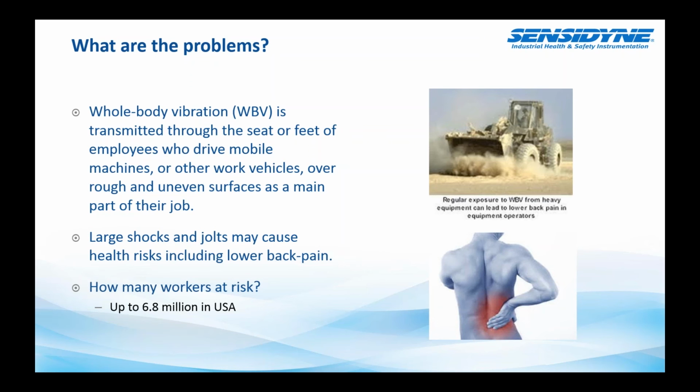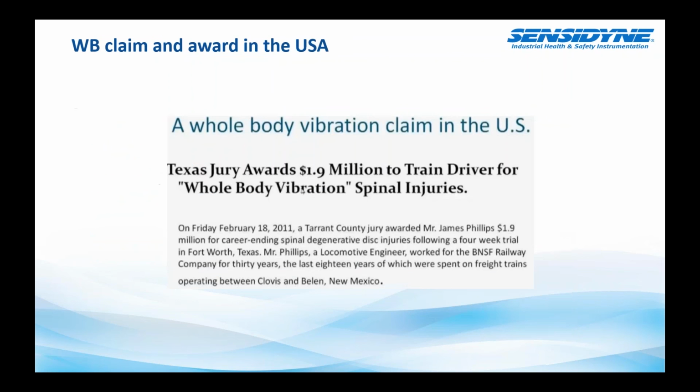So here's an example of a claim and an award. In February 2011, a Texas court awarded a train driver almost $2 million for a spinal degenerative disc injury following a trial, from working on the railway line. So these things do happen, and juries do award money to workers that suffer from these problems.